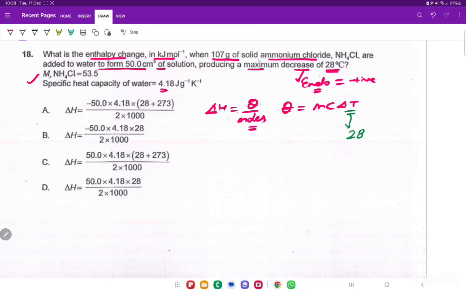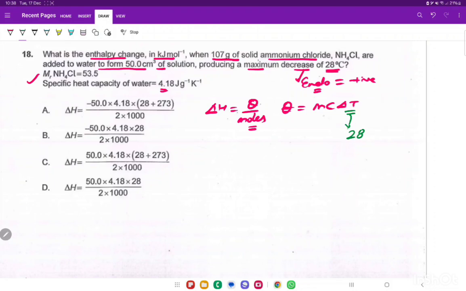Need not add 273. Why? Because it is already a change, a decrease in temperature. If the temperature goes from some initial value down by 28 degrees Celsius, the final temperature is lower than the initial. When we are finding out a difference, we need not add 273.